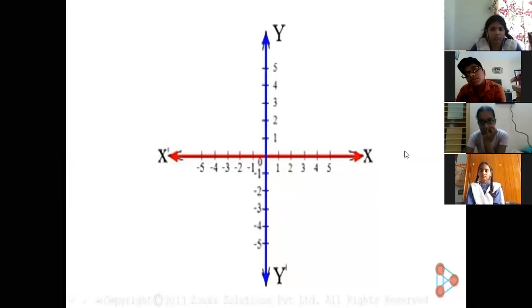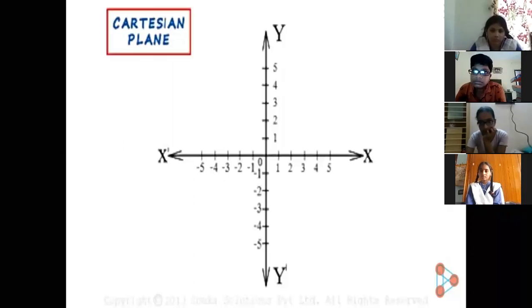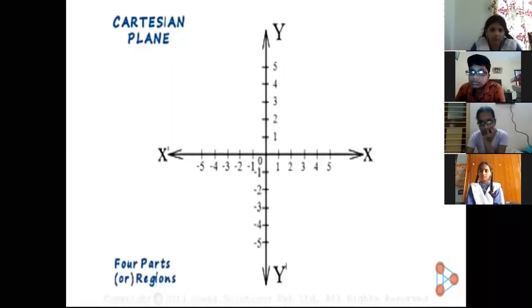So here, the vertical line is known as the y-axis and the horizontal line is known as the x-axis. These axes are used to recognize a point on a plane. That plane is known as a Cartesian plane. A Cartesian plane is divided into 4 parts or regions.